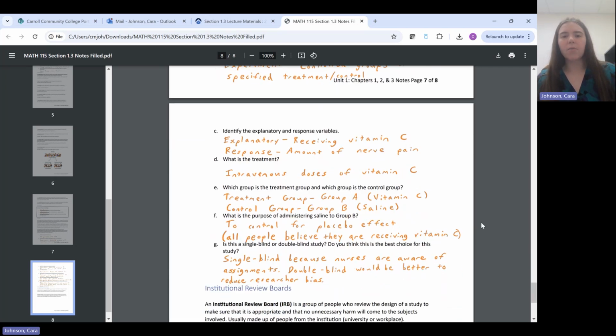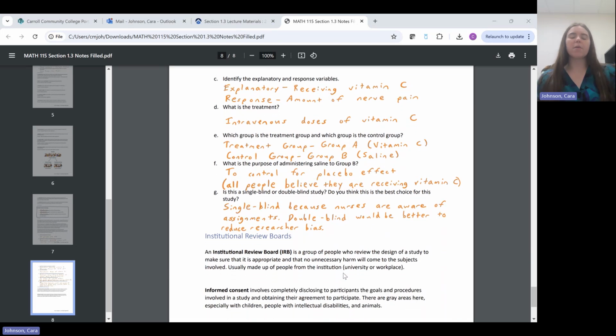And then what is the purpose of administering saline to group B? We talked about this a little bit. You want to control for the placebo effect. You want everybody to think they are actually receiving vitamin C. That way you're eliminating any sort of bias as much as you can, and everybody is hopefully on a pretty equal playing field so you can make a good comparison.